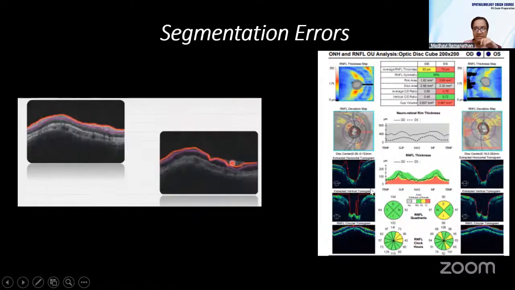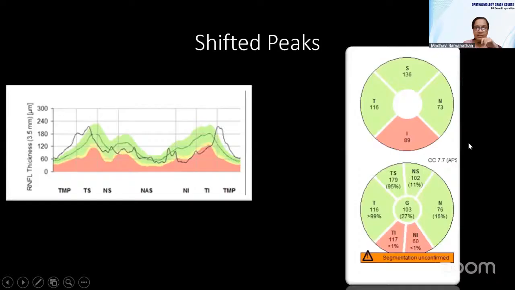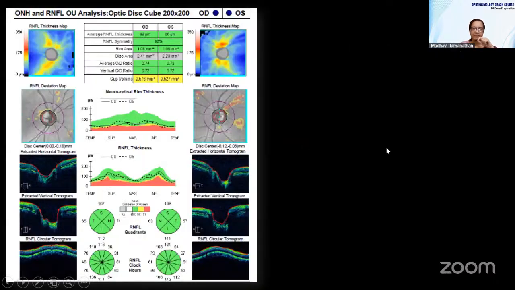Next is the segmentation error. Here you can see that in the horizontal and vertical tomogram, everywhere the segmentation is totally gone. So this OCT we cannot consider. Another anatomical variation is the shifted peak. If you have a tilted disc or a myopic patient, you can have these shifts. So this is not following the pattern of the TSNIT plot. There once again you can get the red disease.